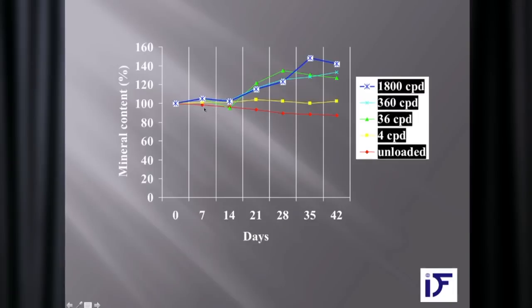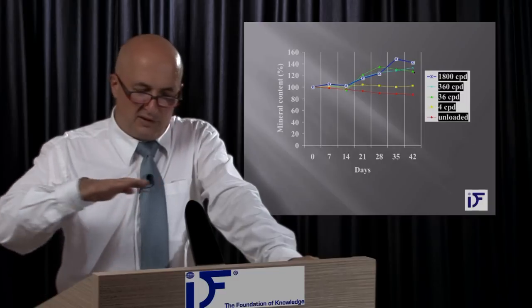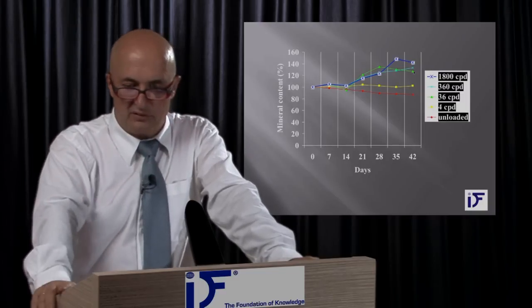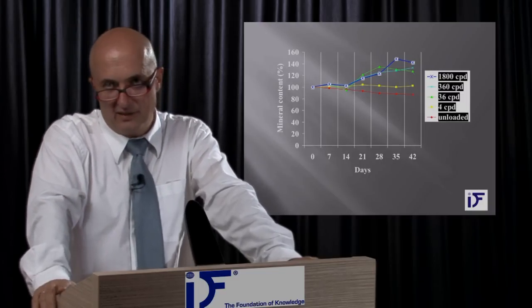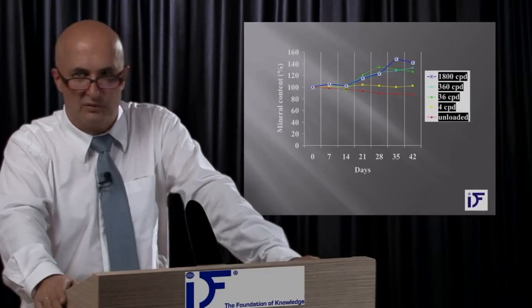You can see this in the red line here. The bone mass is going down by approximately 15% within 6 or 7 weeks, 42 days. And if you have more cycles of loading, 36, 360, 800, of course the bone mass increases, but it doesn't really increase a lot. It will come to some adequate level. The bone mass will be adequate to the loading.